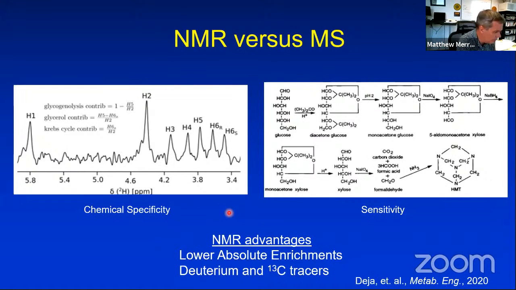Now, the other thing I want to point out is that you can use deuterium and carbon-13 quite easily together with NMR because they're invisible to each other because of the frequency dependence of the detection. And that means that the experiments are quite straightforward.